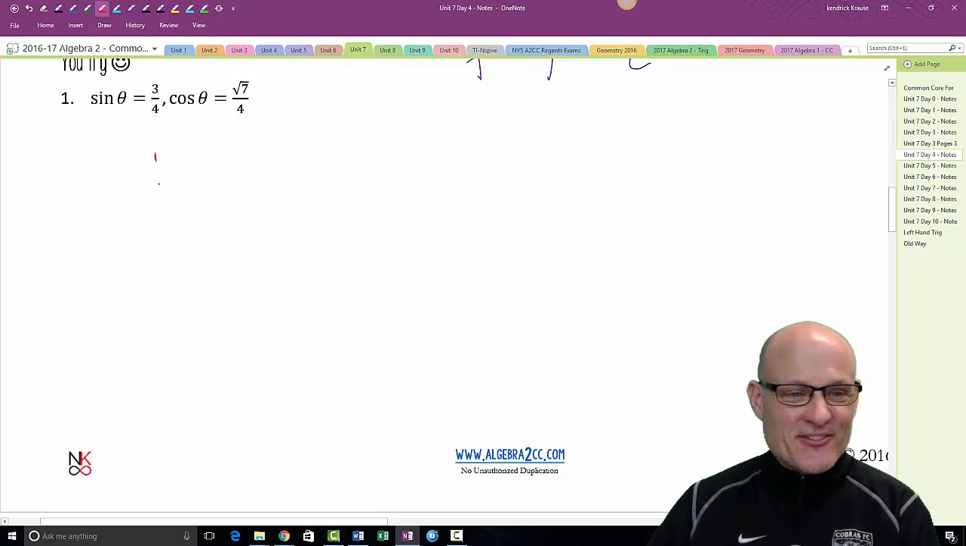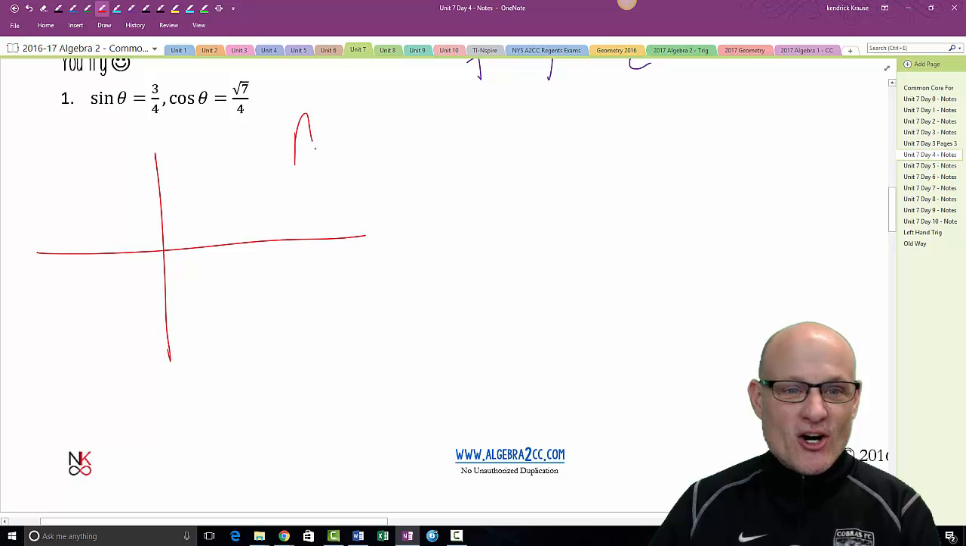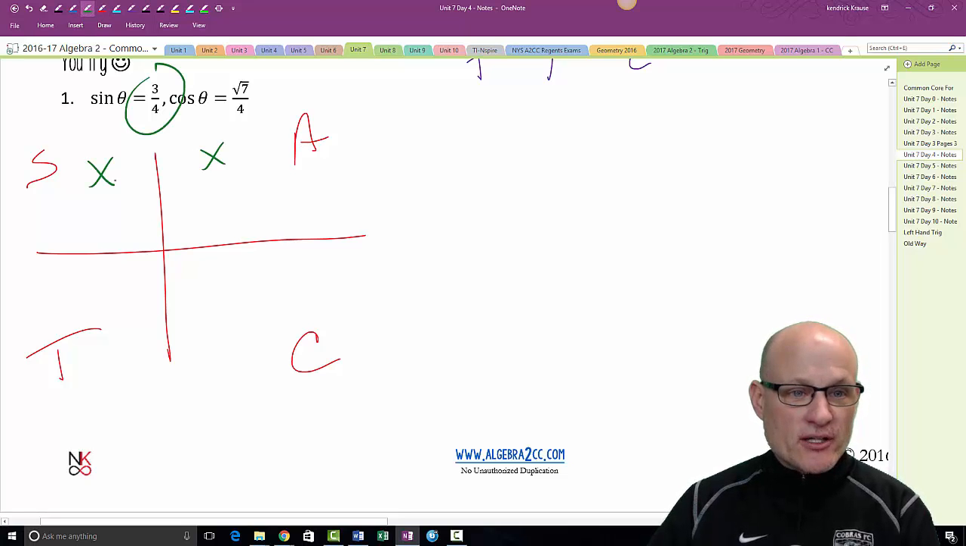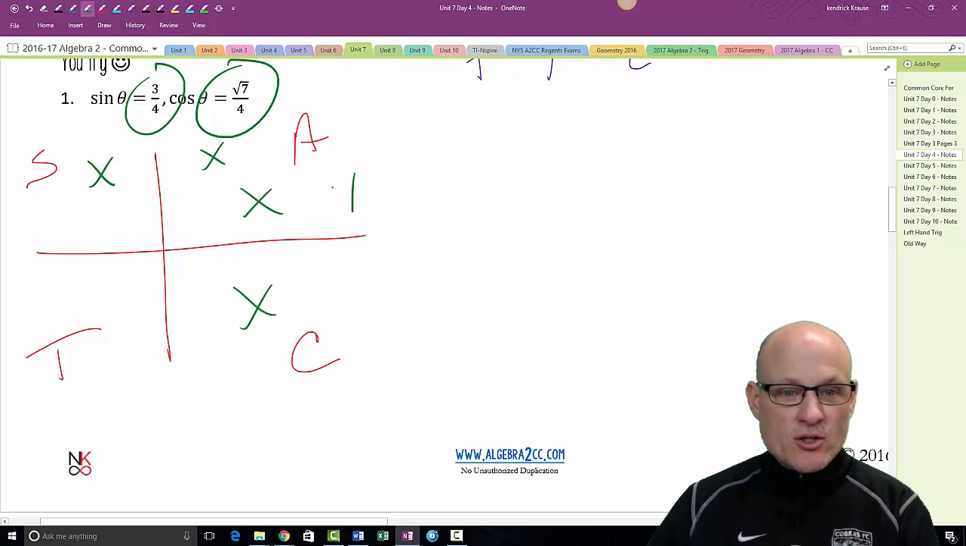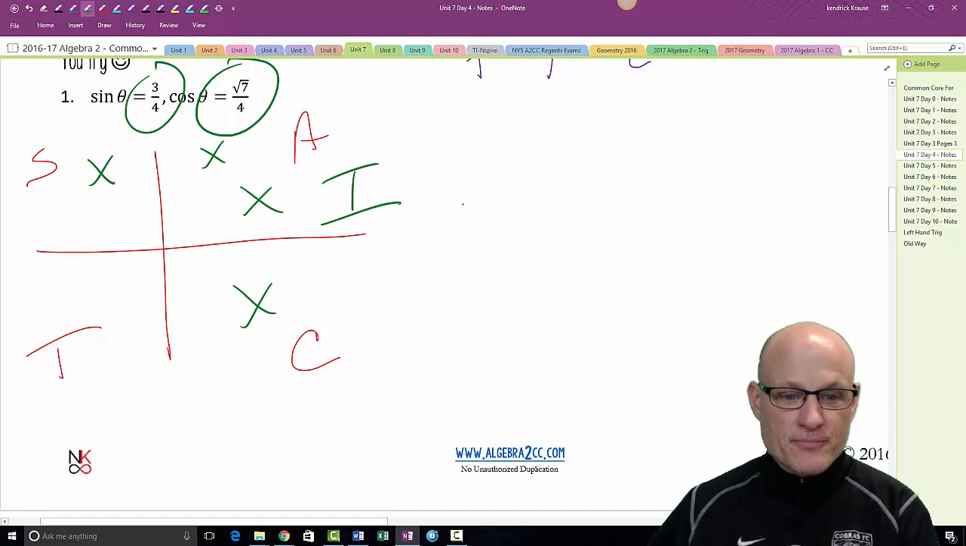Oh, man, I made this so easy on you. All students take calculus. All right. Where is sine positive? Ka-ching, ka-ching. Where is cosine positive? Ka-ching, ka-ching. Quadrant 1, big winner. All right, moving on.